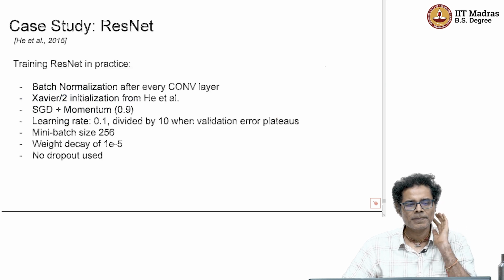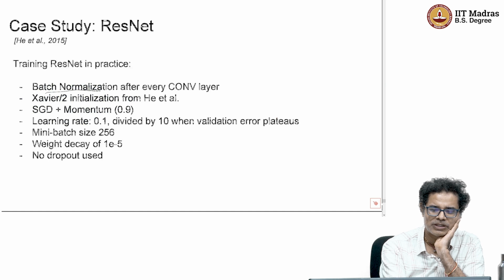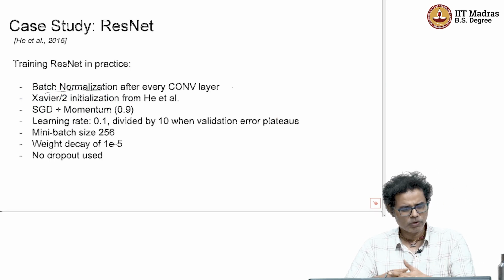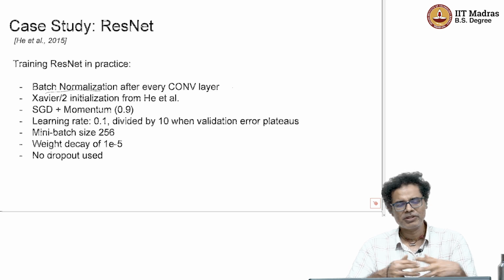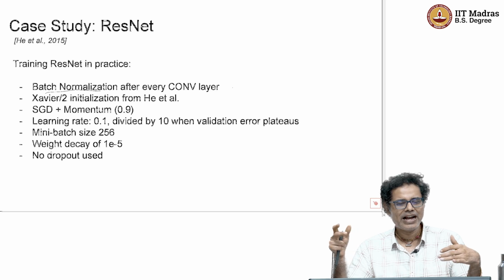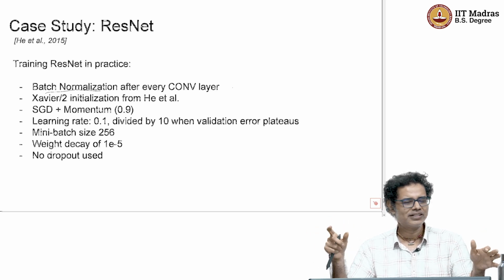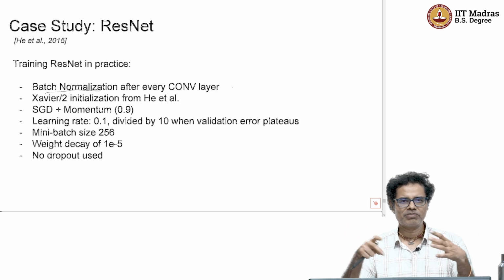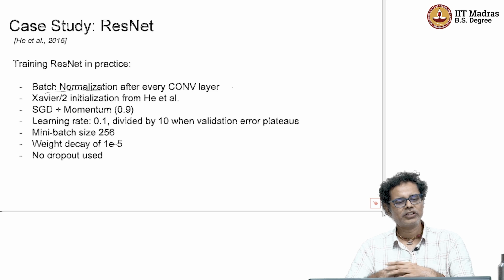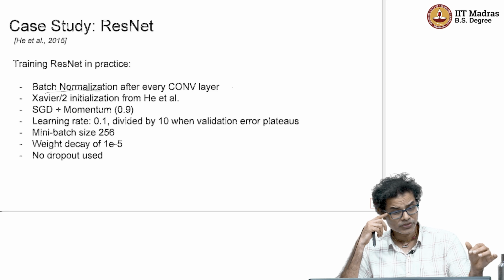And for ResNet training, batch normalization has been used after every conv layer. So this is a normalization. Basically, you subtract the mean and make the standard deviation equal to 1. So you take a batch of samples, find the mean, subtract the mean, find the variance, and divide by the standard deviation. So it becomes mean 0, standard deviation 1. So that is what this is doing.